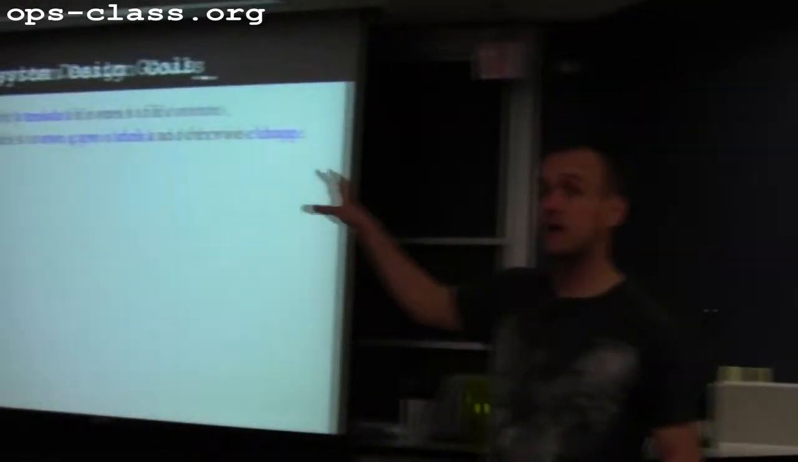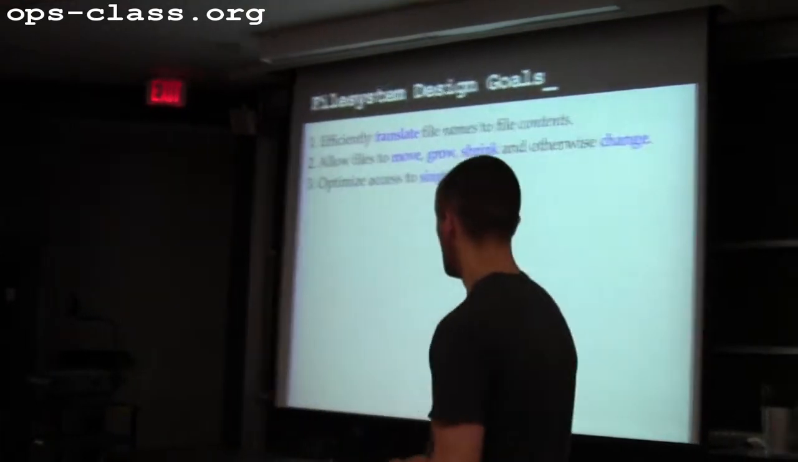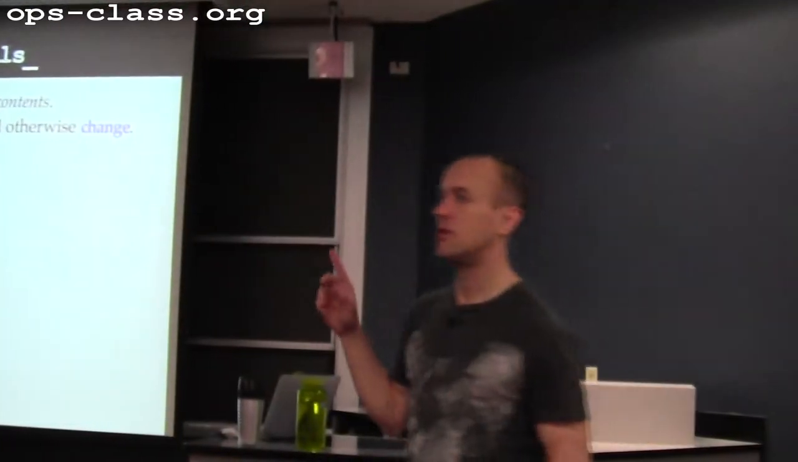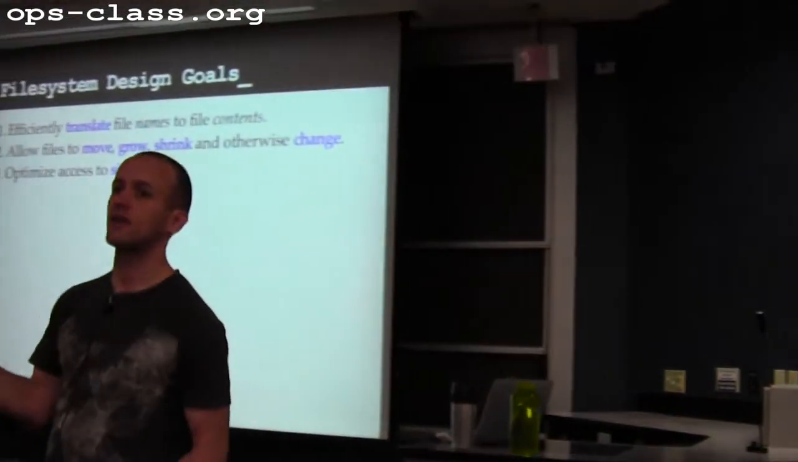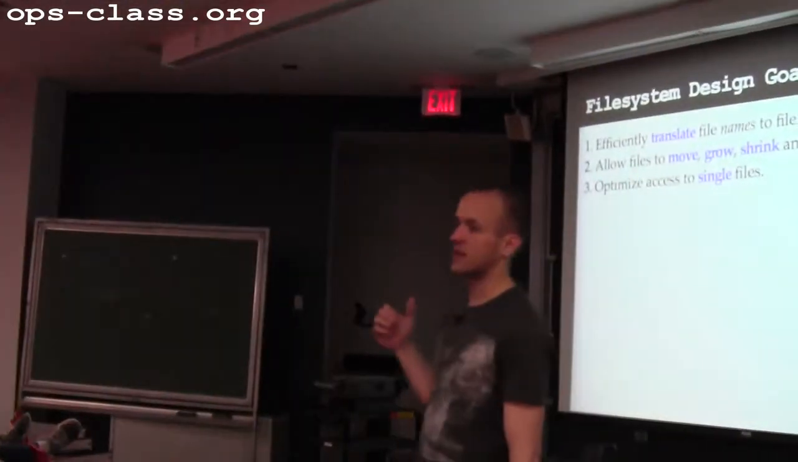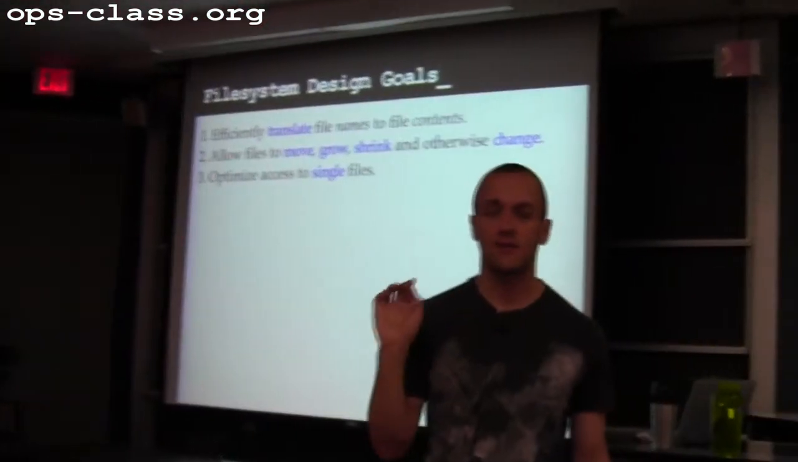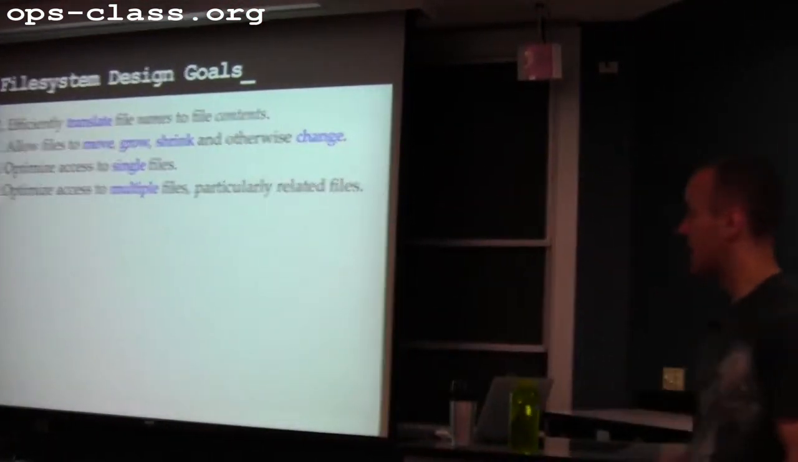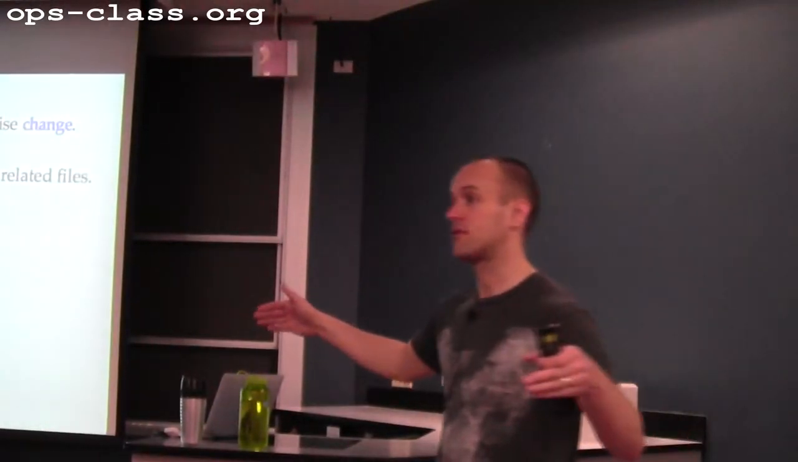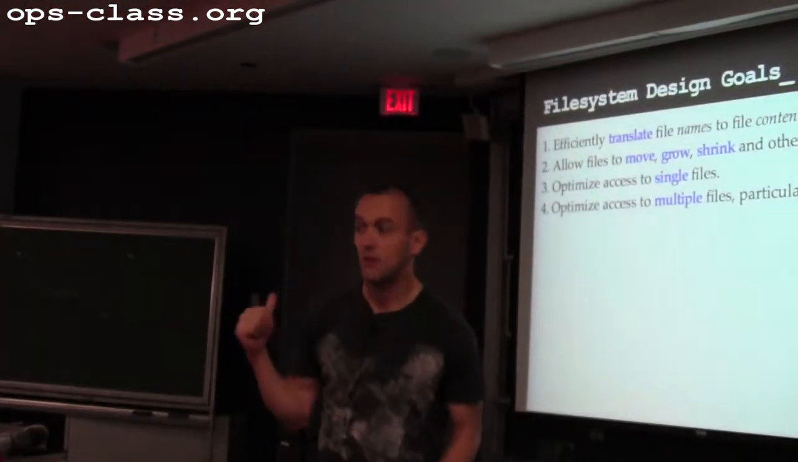I need to support the file interface, right? So I need to allow files to move, to grow, to shrink, to change. This is all pretty basic stuff, right? I probably want to try and improve access to single files, and we'll talk a little bit about that today, actually, because some of the file systems and some of the new file system techniques actually do this, right? And there's a trick to optimizing access to single files, right? And then another thing that I might want to do is optimize access to multiple files, right? So files that are related in some way, files that are frequently accessed together. I can use my knowledge of the disk geometry in certain cases to do a better job of this, right?